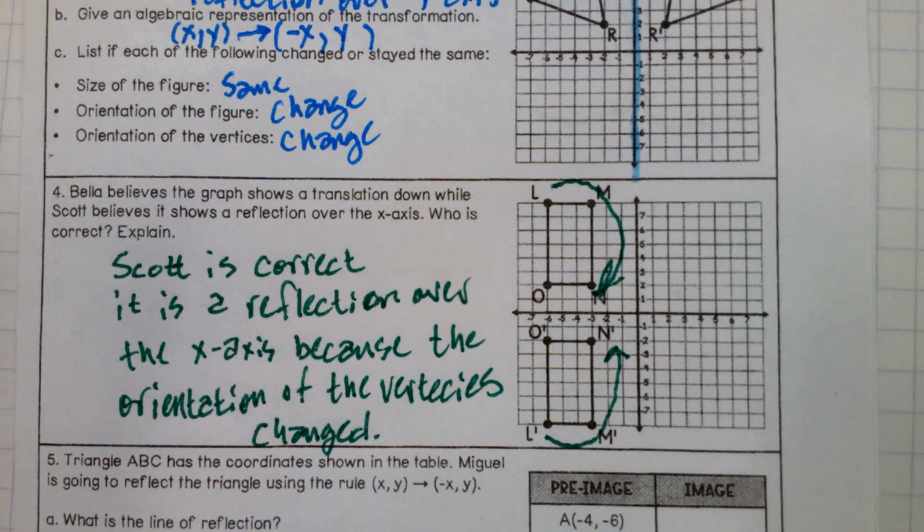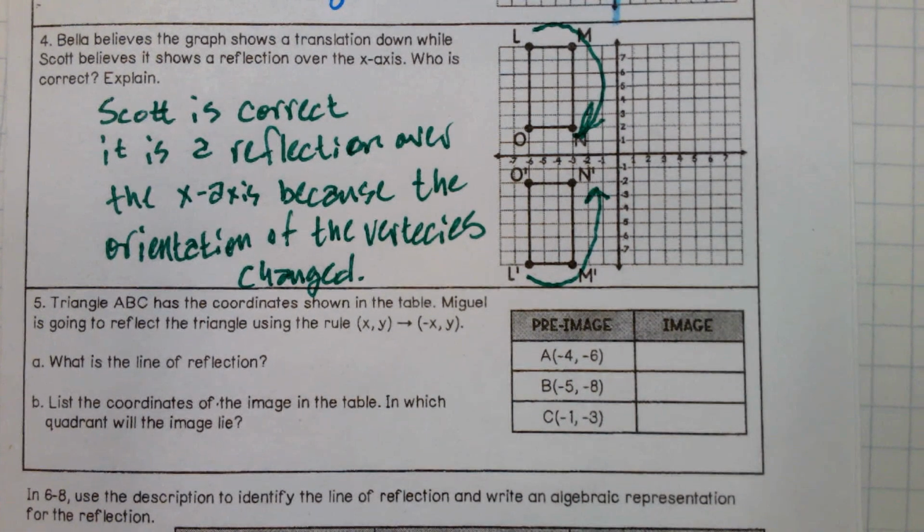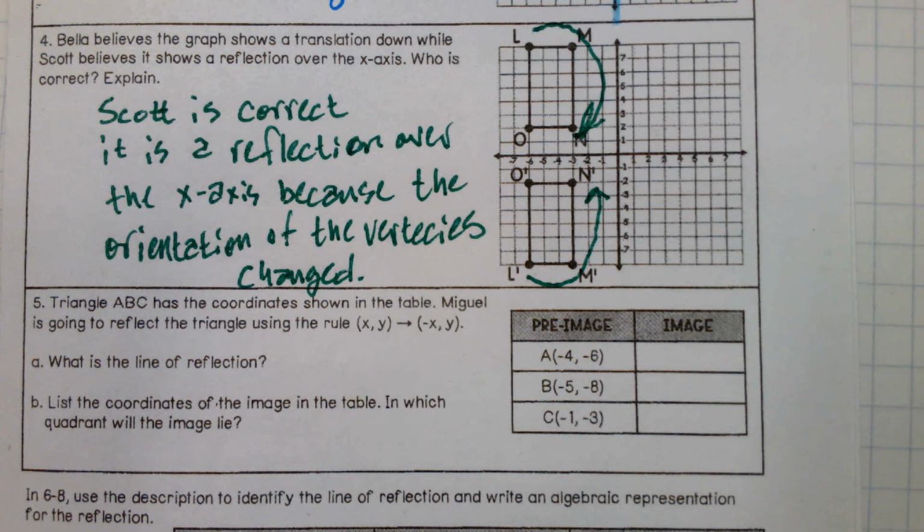Okay. Move that up so we can take a look at number 5. We're almost done. Triangle ABC has the coordinates shown in the table. Okay. Miguel is going to reflect the triangle using the rule x, y maps onto negative x, y. What is the line of reflection? Are we reflecting over the x-axis or over the y-axis?